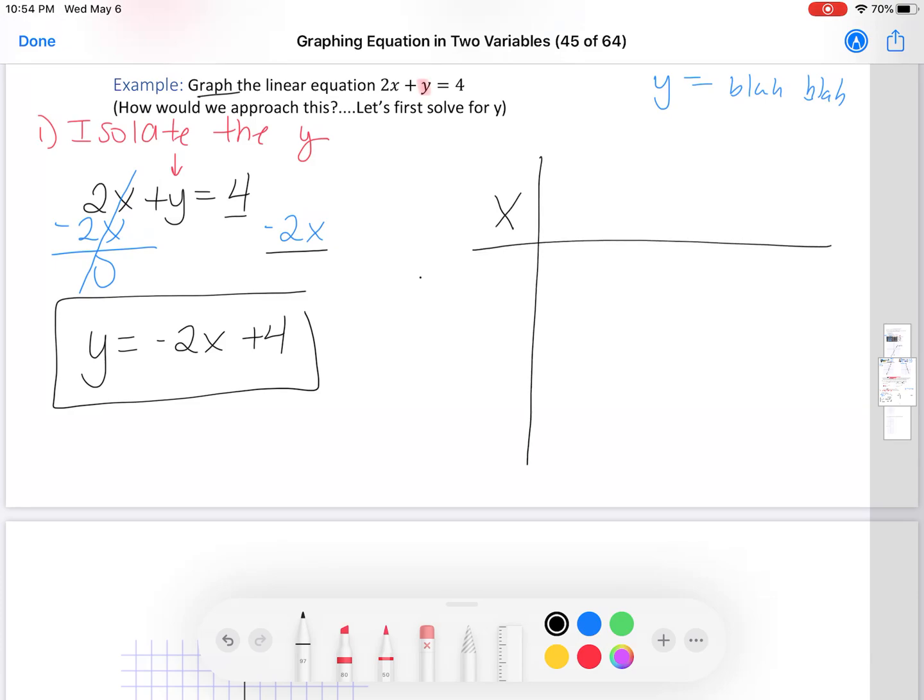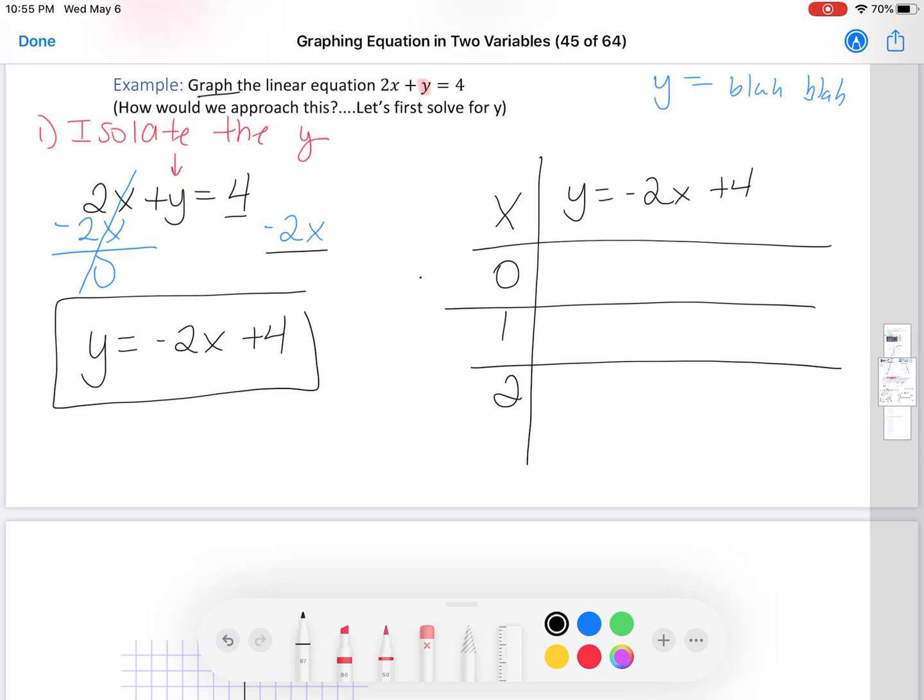Let's choose some points. Let's pick 0, 1, and 2, like we have been doing. Now our equation that we're going to work with is y is equal to negative 2x plus 4. Let's let x be 0. That's our x, so we're going to replace x with 0. I have negative 2 times 0 plus 4. That gives us 0 plus 4. We get 4.